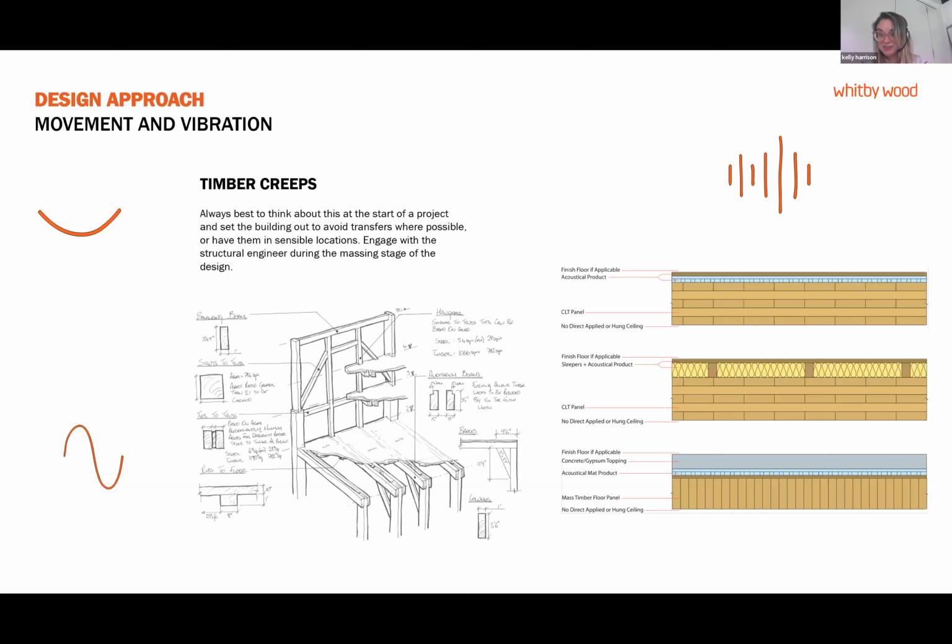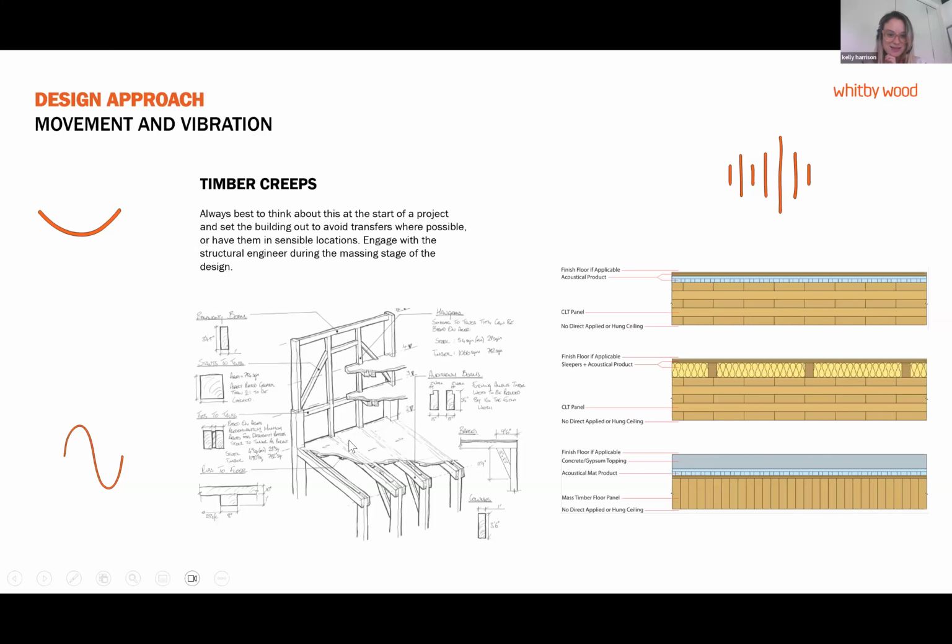But also vibration. So we know timber's light. Its strength to weight ratio is incredible. It's great for adding to existing buildings. It's great for reducing your foundations, but it also means it's going to bounce a bit unless it's designed very carefully.